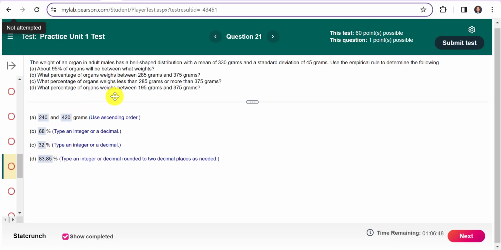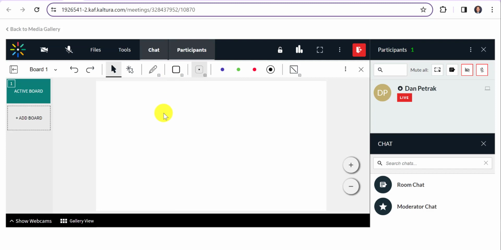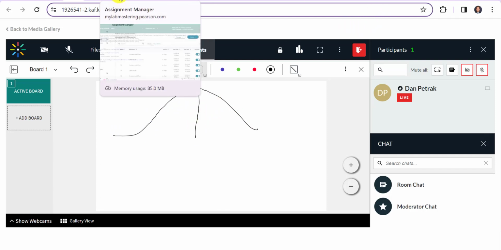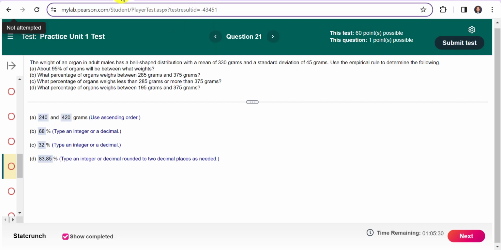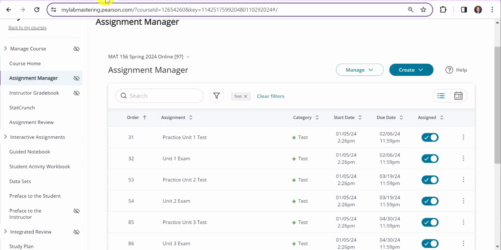And the last one, what percent are between 195 and 375? So again, that would be a little bit of a tricky one. In fact, I'm going to pause this so I can get some whiteboard to write on. All right, so I pulled this up so I can kind of draw this out. So let's do this normal distribution. And what they're asking on this one was 195 and 375.